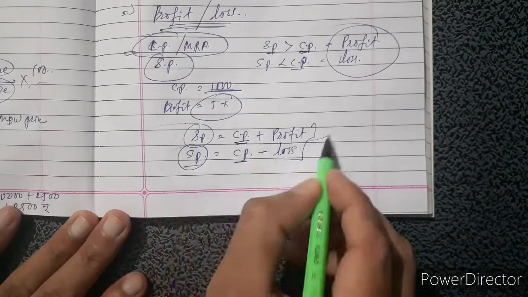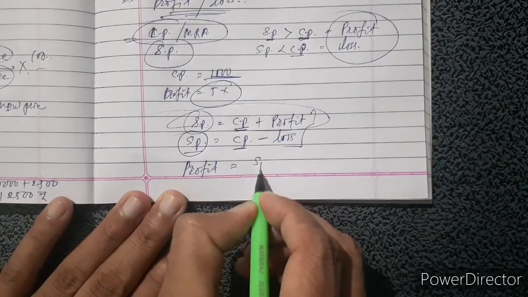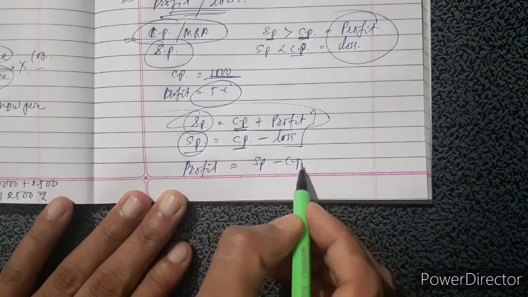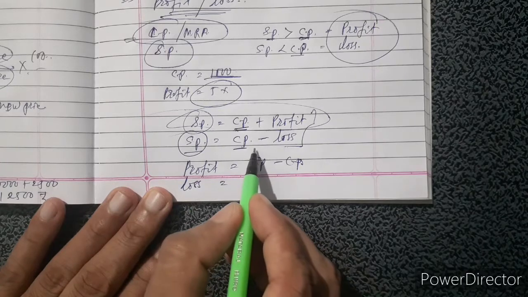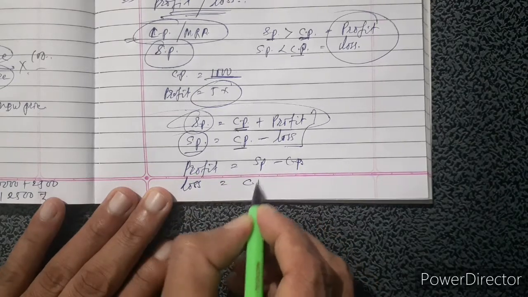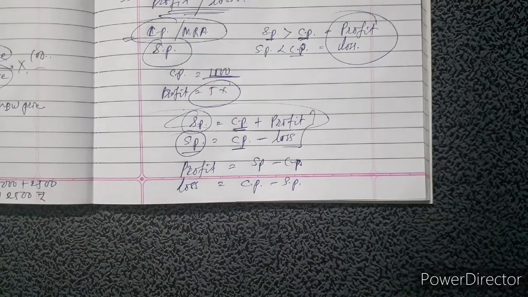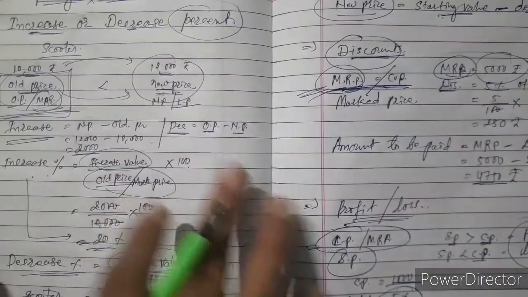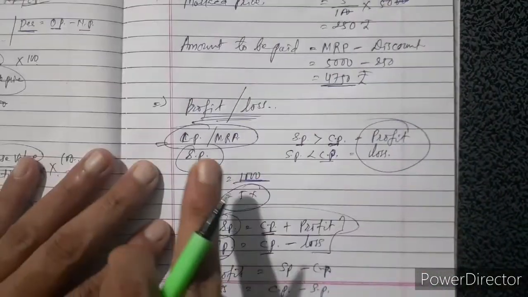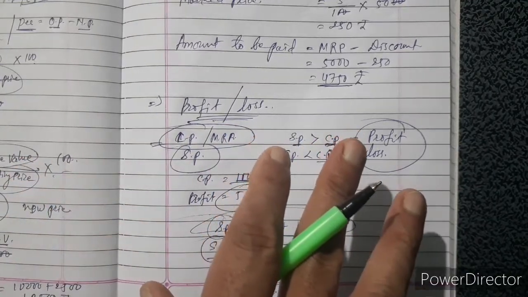And according to this, profit equals SP minus CP. If you change the side, same for loss: loss equals, here the CP is greater, so that is CP minus SP. So these are the formulas to calculate the percentage of increase and decrease, same for discount percentage and percentage of profit and loss. So one more time you just revise that one.